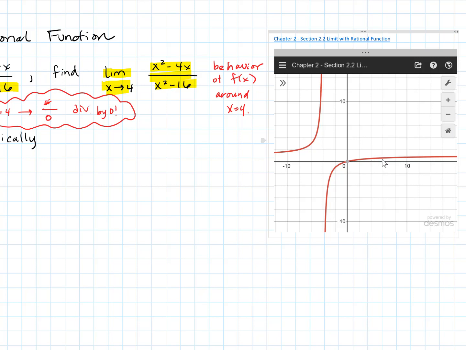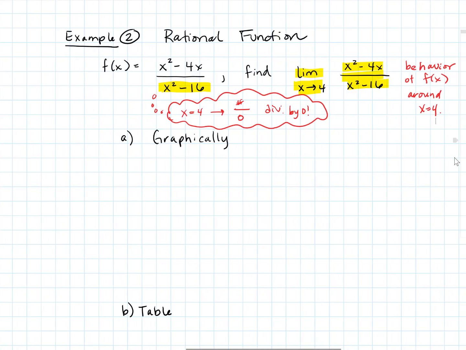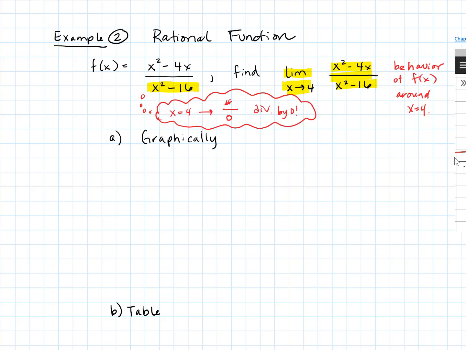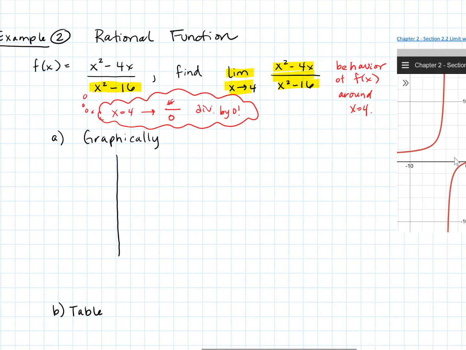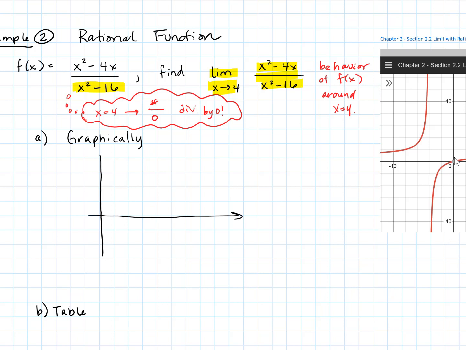Okay? And so when we look at this graphically, we have some interesting behavior that I'm going to zoom in on here, so we get a little bit of a graph here, and we definitely have this hole. So if we think about at 4, there's actually a hole on the graph right at 4. So what we need to consider is what is happening around it. Okay, so at x equals 4, f of 4 is undefined, which means there's a hole.